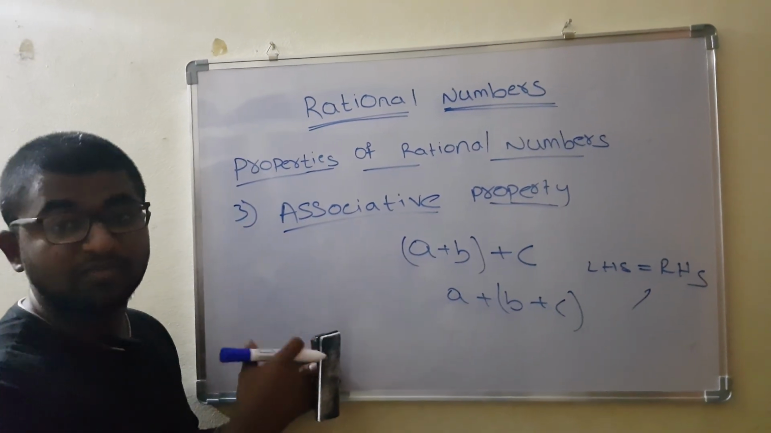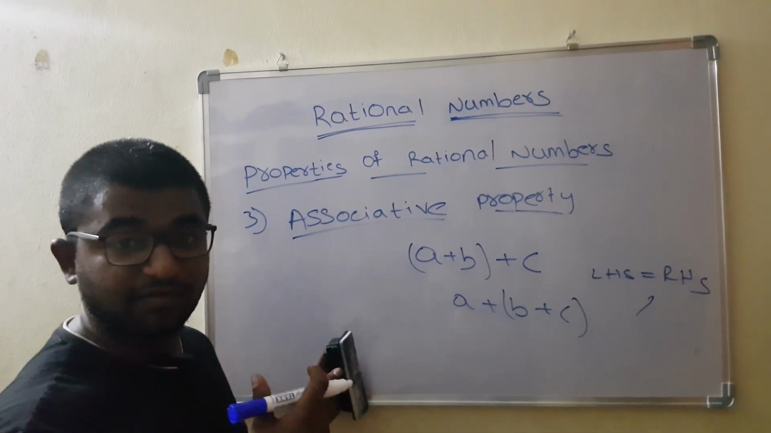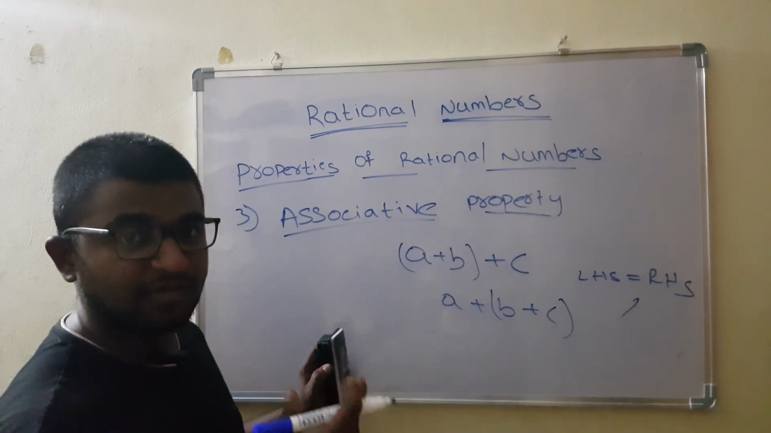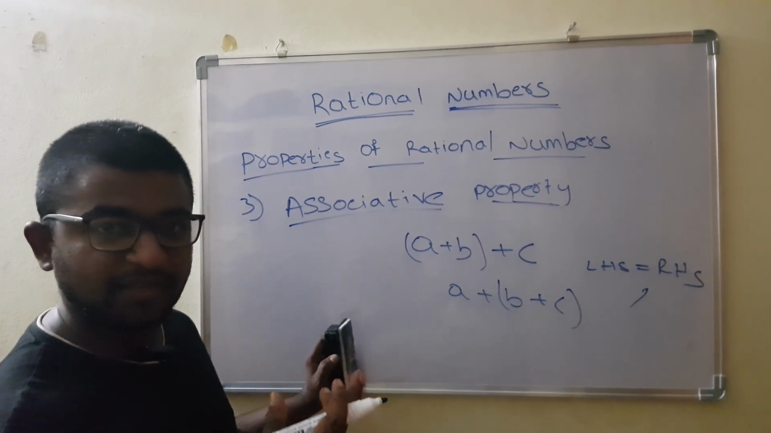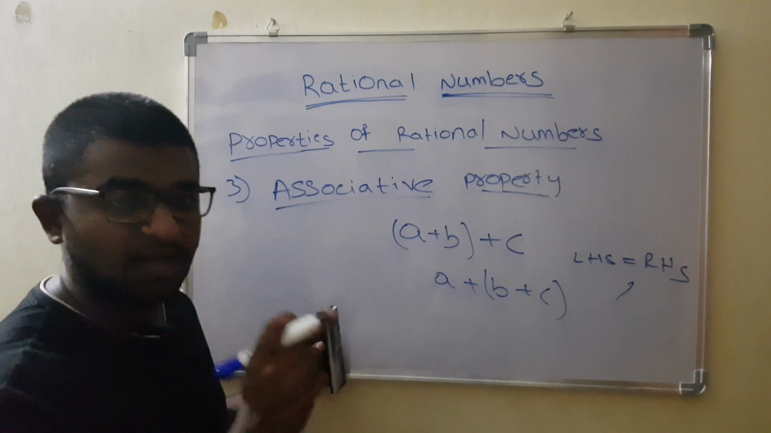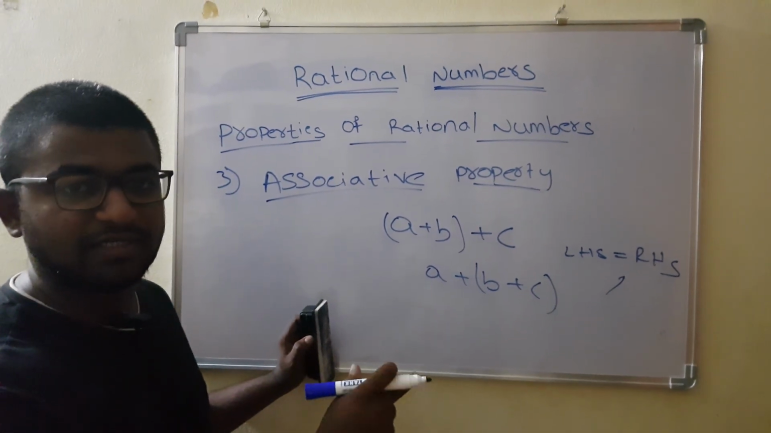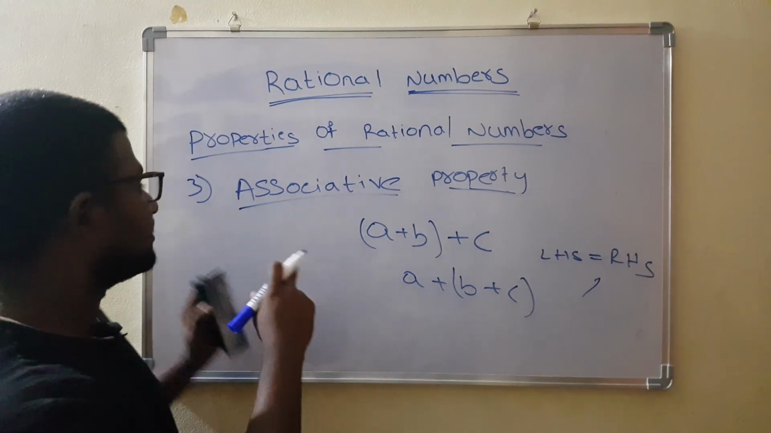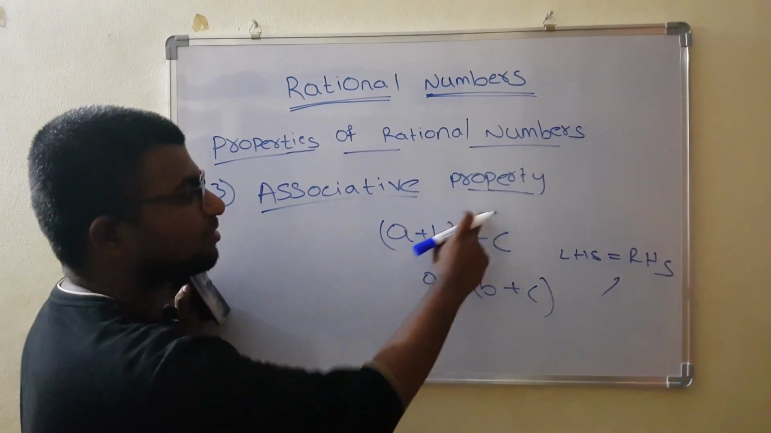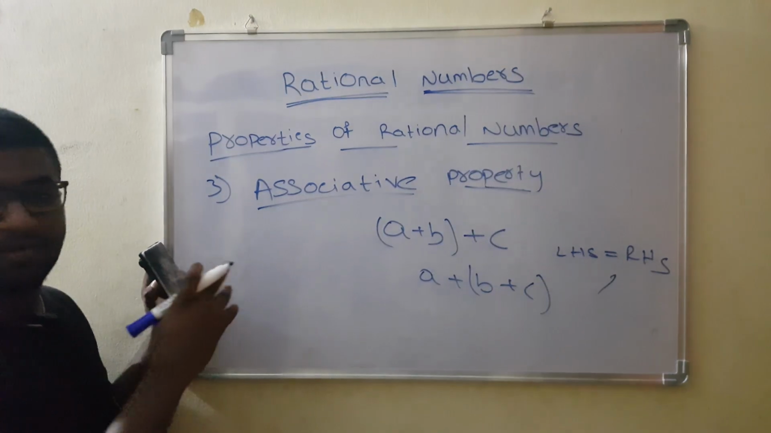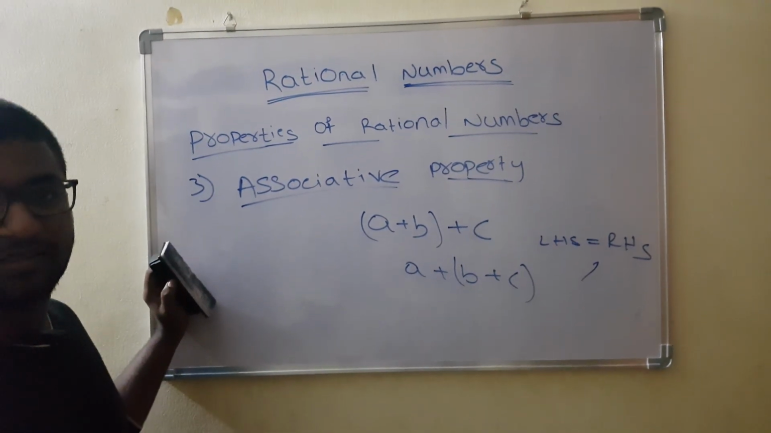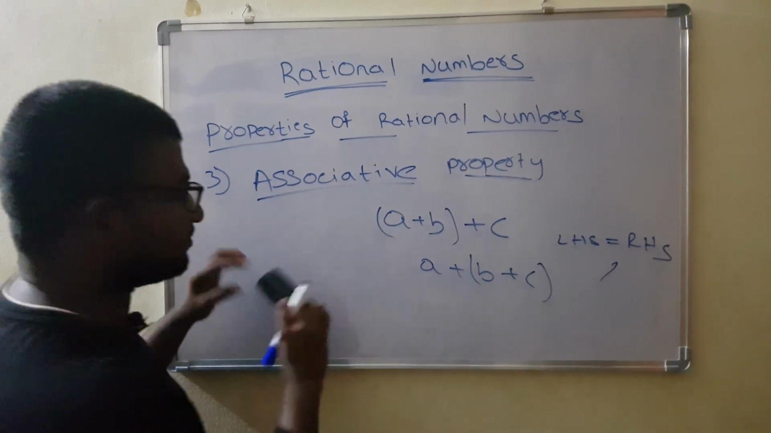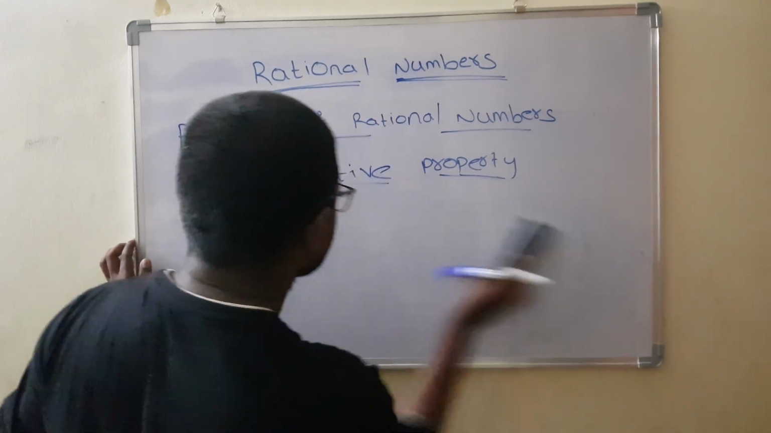Associative property, what is meant by associative property? When we need to add three rational numbers, first of all we add any two numbers, then add the combined result of those two rational numbers to another rational number, and we get the same result. This way, this is known as closure property. Then closure property on division, addition, subtraction, multiplication. First of all, addition.